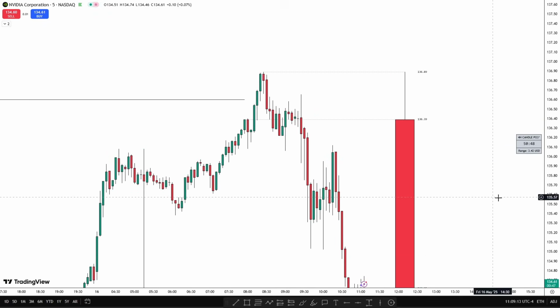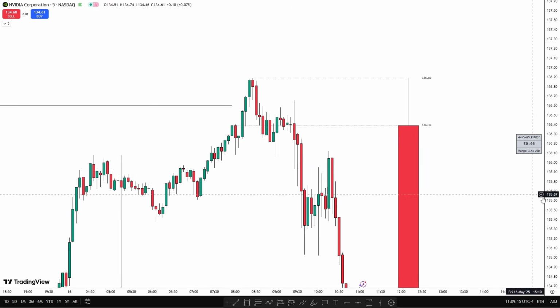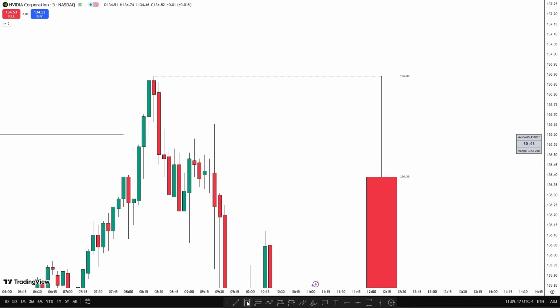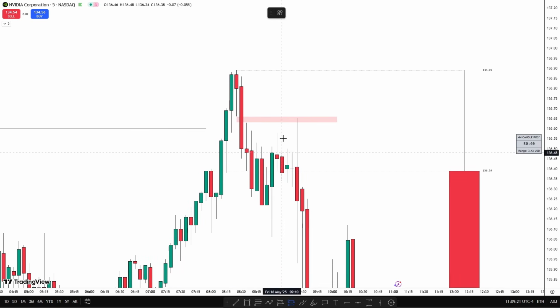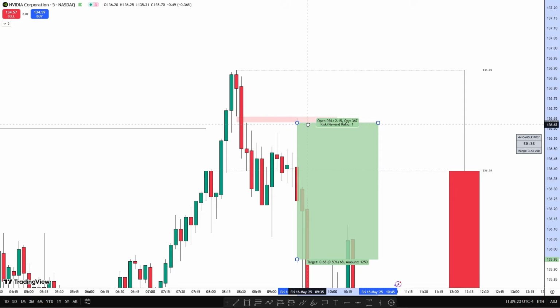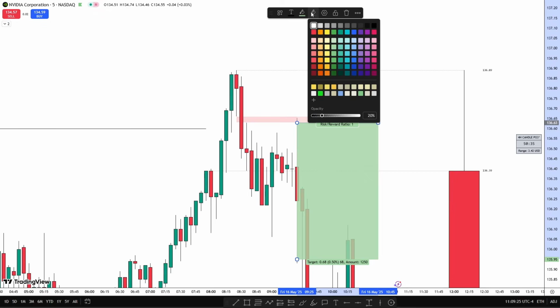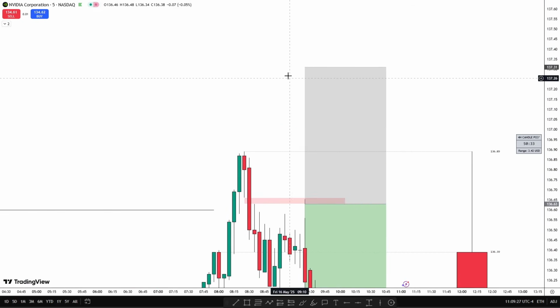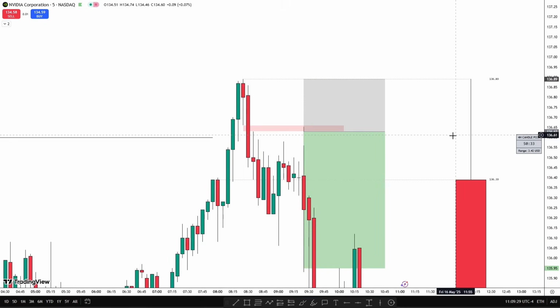Now I was looking for a fair value gap to get made. What did we make right here? A 5-minute fair value gap. So I was looking for price to tap back into this fair value gap. Once we did that, entered shorts, stop loss above the high where we've put in the manipulation.